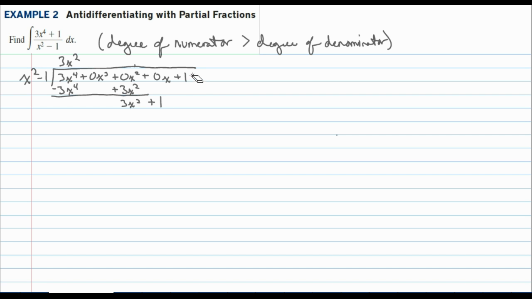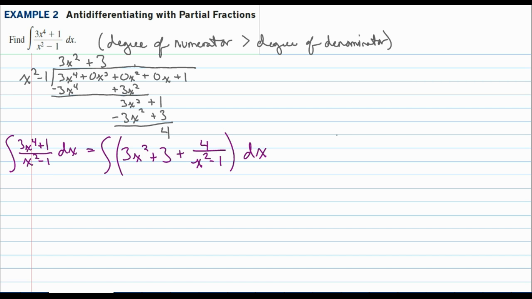And then of course the plus 1, the new term that I need to drop down, and that's a plus 3. So again, I'll distribute that 3, subtract it from both the terms, and then I have a 4 as my remainder. So now I can rewrite the original integral of a rational function as the integral of 3x squared plus 3, the quotient, plus 4, the remainder, that remains to be divided by x squared minus 1. That works out much better for anti-differentiation with partial fractions because now the degree in the numerator is less than the degree in the denominator.